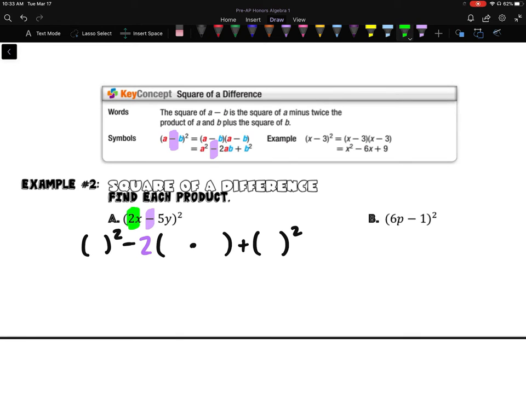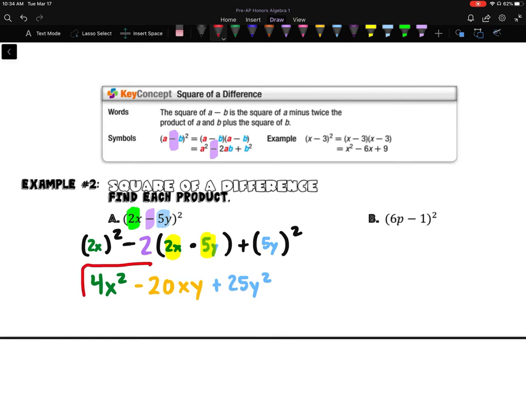In my first two parts, I have 2x going into the parentheses. In my second part, I am not paying attention to the negative sign, so it's just 5y and just 5y. And now I want to simplify. 2x times 2x is 4x squared. 2x times 5y, 2 times 5 is 10, so that's 10xy. Double it, but make it negative, so that'd be negative 20xy. And then at the end here, 5y times 5y would be plus 25y squared. So 4x squared minus 20xy plus 25y squared.